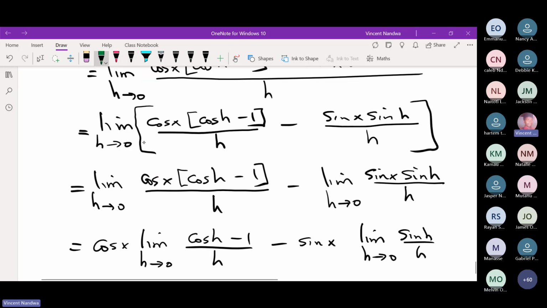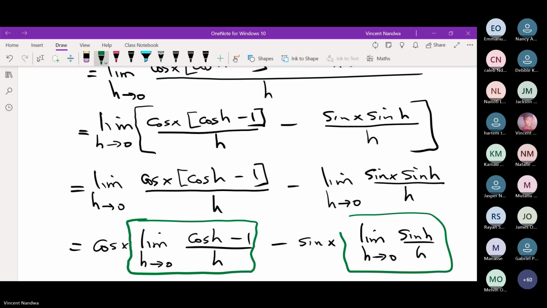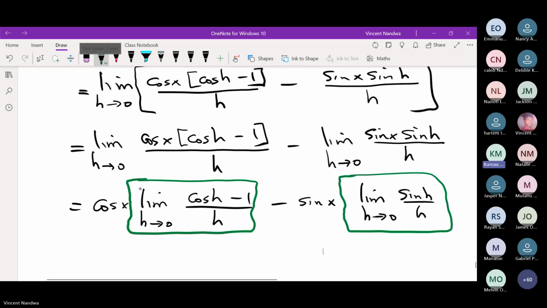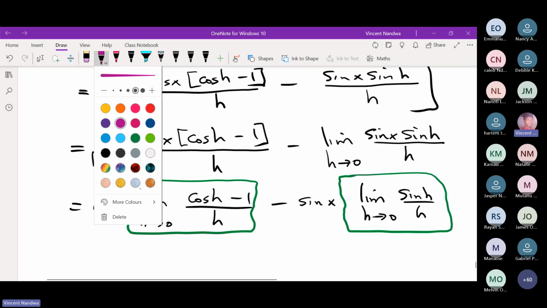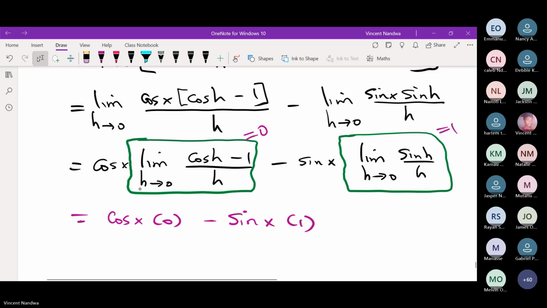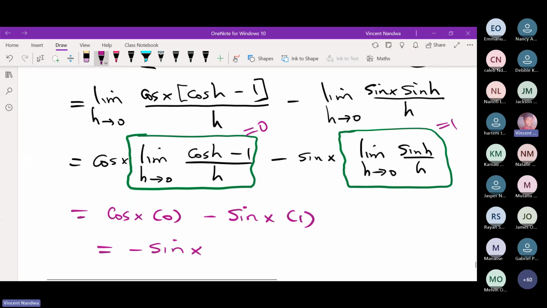So this is now where we go to our toolbox and get the value of this limit and the value of this limit. So the first limit is equivalent to 0. So here, this is equal to 0, and this other one? 1. So we have cos x times 0 minus sin x times 1. So what is the final answer now? Negative sin x.